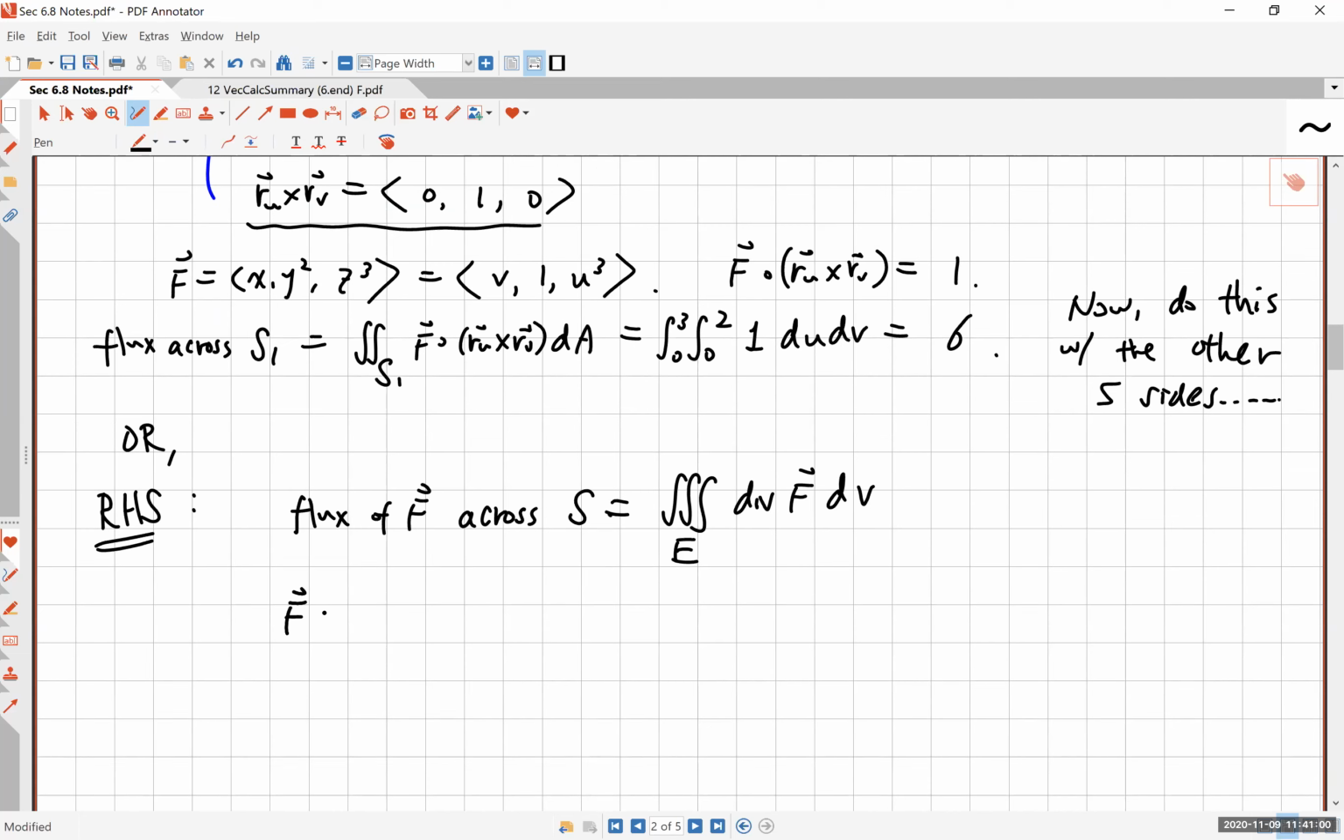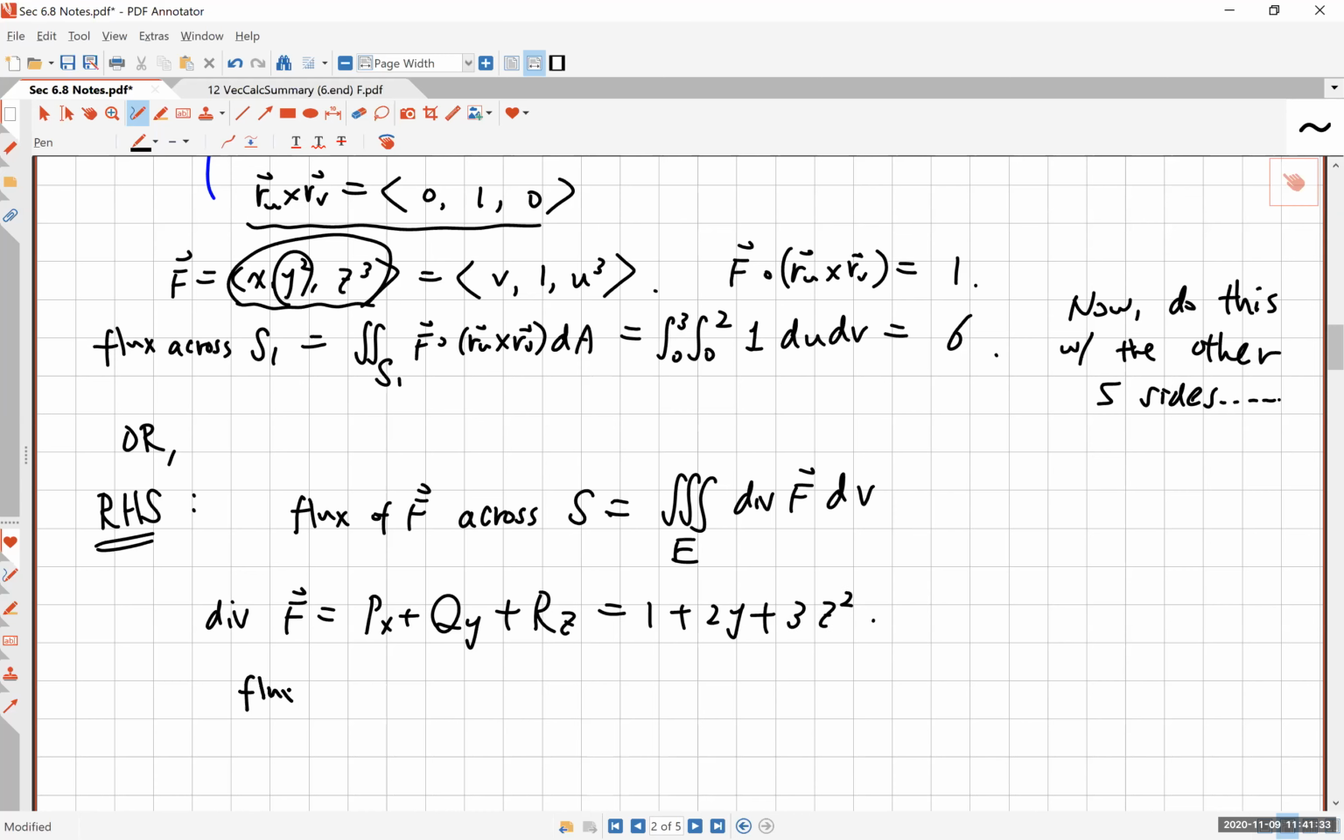Well, the calculation could be messy, but what is the divergence of F? You know F is this, right? So the divergence of F is not a vector, first of all. It is going to be the partial. Let me go ahead and write this. It's P_x plus Q_y plus R_z. That's the definition. So what is the partial of x with respect to x? That's 1. What's the partial of y squared with respect to y? That's 2y. And the partial of z cubed with respect to z is 3z squared. So that's what we have to integrate.